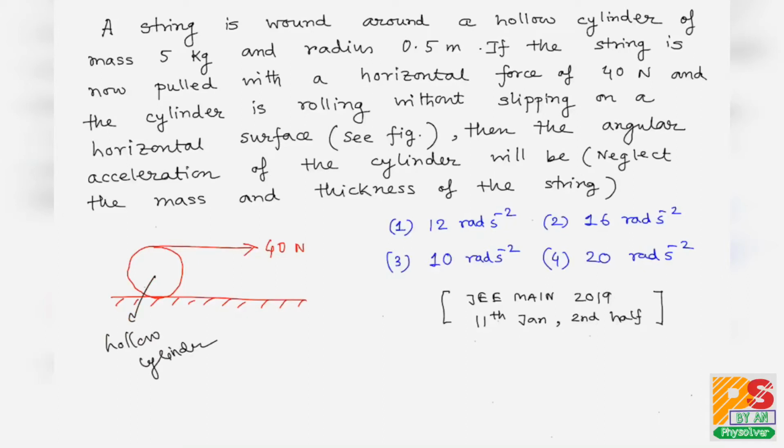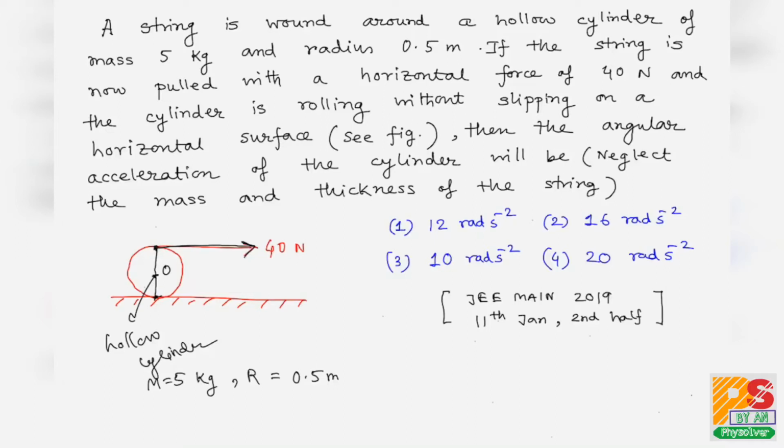The mass of the cylinder is given 5 kg, simple, and its radius, suppose mass is m, radius is r, 0.5 meter. And the cylinder is pulled with a force of 40 Newton, which is applied at the top of the cylinder like this. This is the center O, and suppose the friction is acting between the cylinder and the ground. Now, what will be the direction of the friction? You can take the direction of friction in forward direction as well as in backward direction.